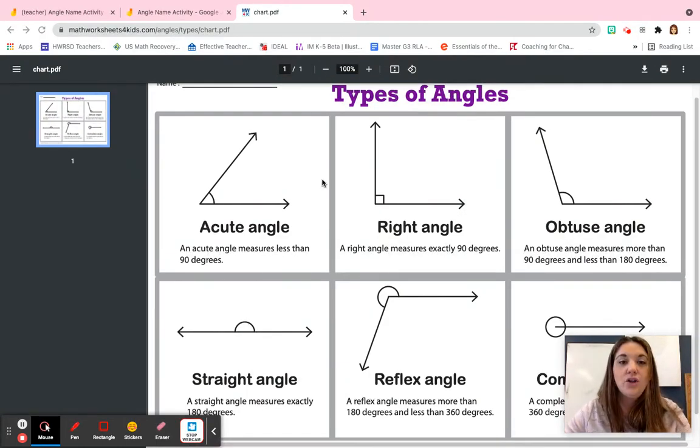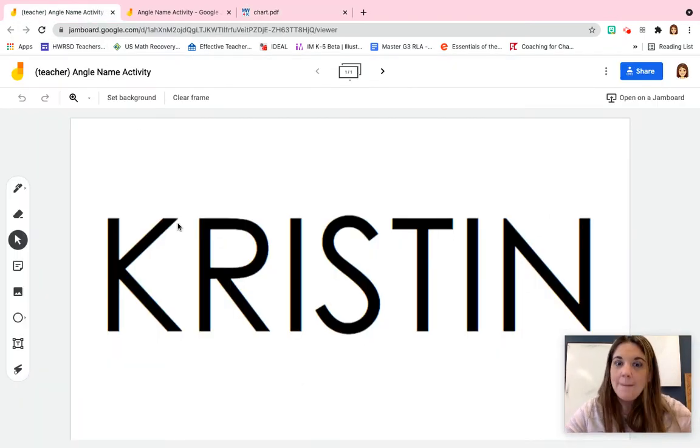So let's take a look at today's activity. We're going to do a name activity today, an angle name activity. I'm going to start with my name here.